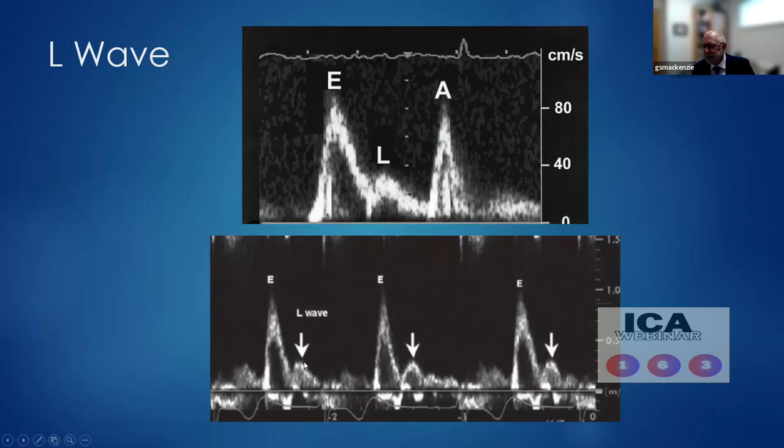Don't confuse the L wave with an A wave. Certainly in atrial fibrillation, you won't have an A wave, but remember that the L wave occurs far earlier than the A wave. The A wave should occur just before the QRS complex, just at the end of diastole.